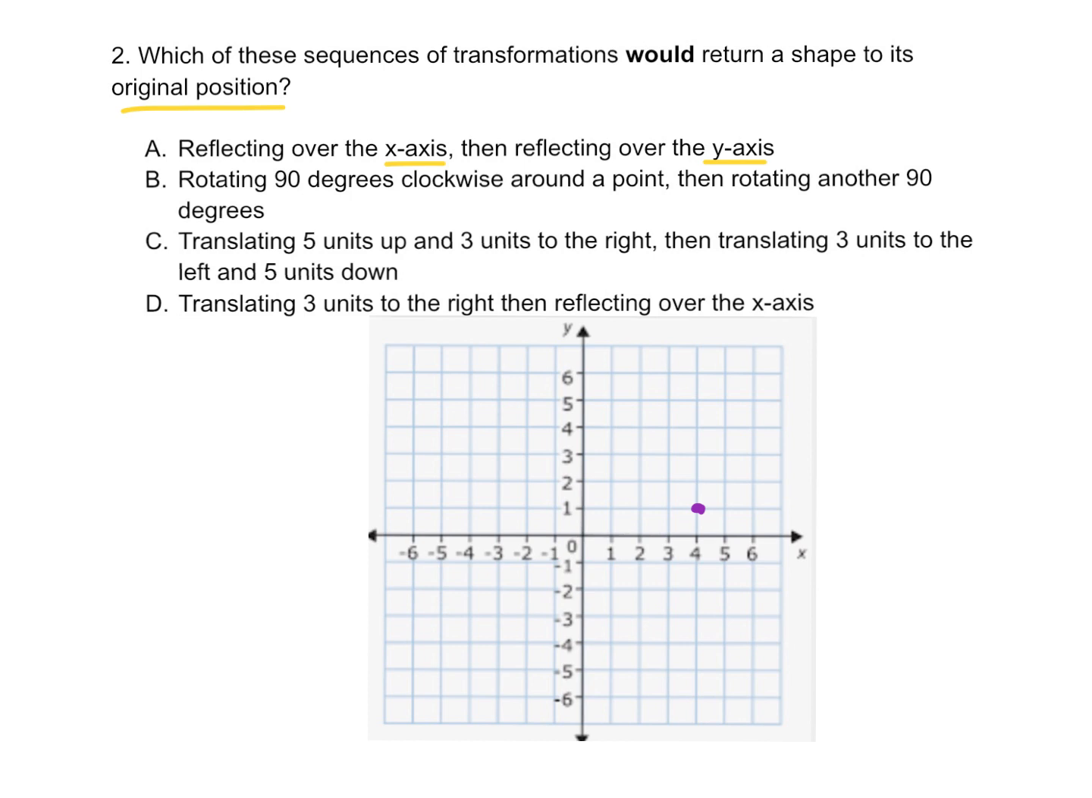And let's first reflect it over the x-axis. So it would be down here at (4, -1). And now reflect it over the y-axis. So it would be right here. So you can see it goes from here to here and here to here. It does not come back to its original position. So A is out. Let's try B.